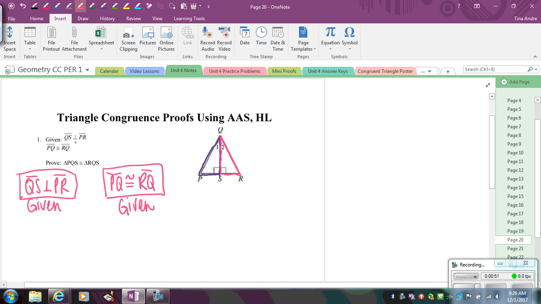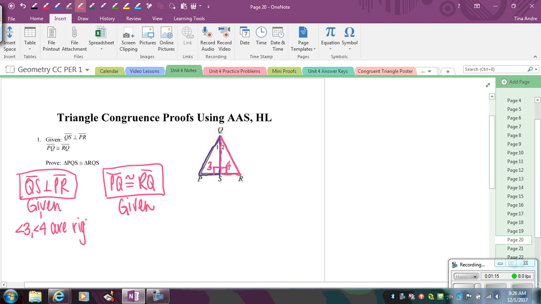So if I go to mark those, QS is perpendicular to PR. That would mean that there's going to be right angles, which you can see that those are already drawn in. But I need to state that I have right angles. So let's go ahead. I'm going to number those, not 1 and 2, because 1 and 2 are already being used. So 3 and 4. So I'm going to go ahead and say that angles 3 and angle 4 are right angles.